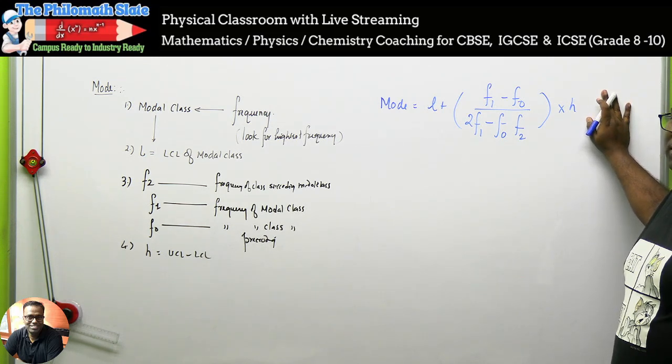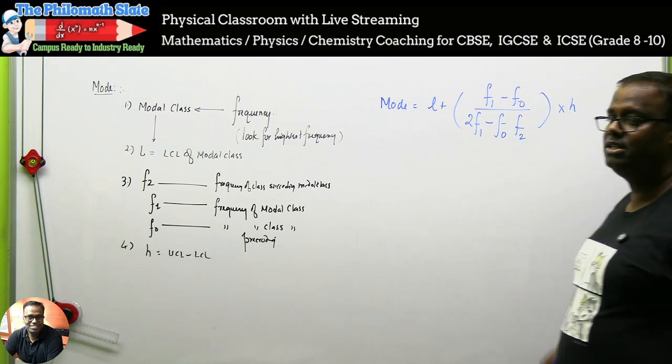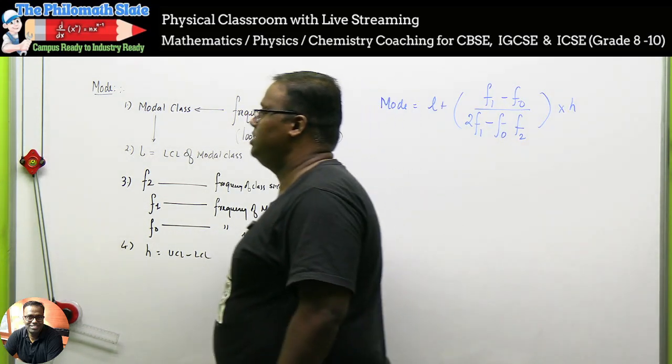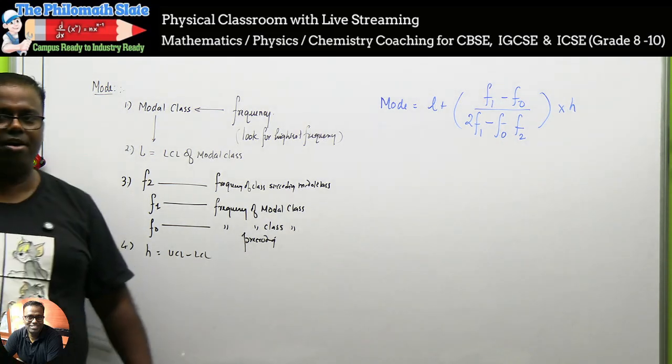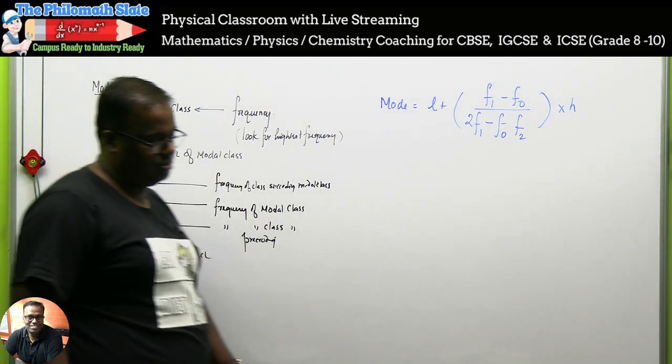Whenever you are trying to find mode in a 1 mark or 2 mark question, your mind should always ask: which is the data that is repeating the most? Which is the data that is repeating the most? Understood? Very good.